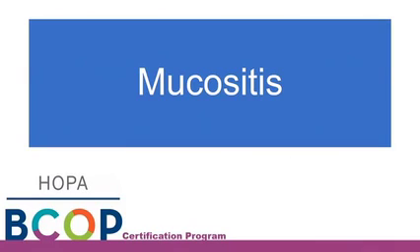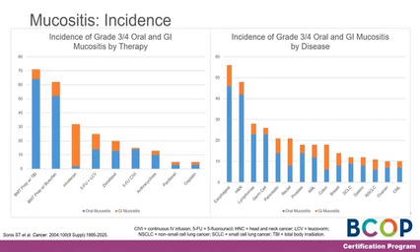The final GI toxicity that we're going to discuss is mucositis. Mucositis is relatively common, but the incidence varies widely based off of the offending therapy and the patient's primary malignancy. For both of these graphs, on the y-axis, you have the percent incidence of mucositis. For the graph on the left-hand side, the x-axis indicates the treatment that the patients received. You can see that the incidence can exceed 70% in those patients that have received total body irradiation as part of their bone marrow transplant prep.